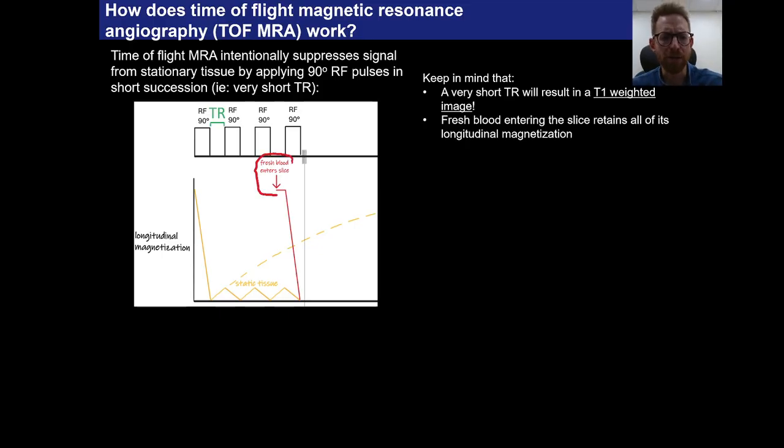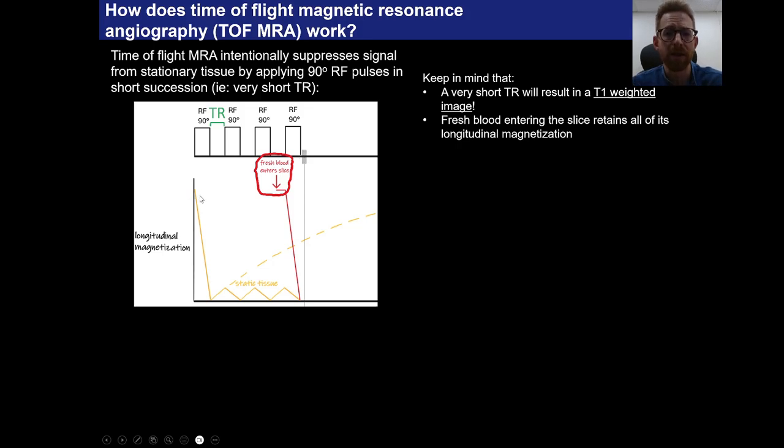Okay, so fresh arterial blood enters the slice retaining all of its longitudinal magnetization because it didn't see the previous 90-degree radio frequency pulses. It just came into the slice just before this next 90-degree pulse, okay? So it's going to have all of its longitudinal magnetization.